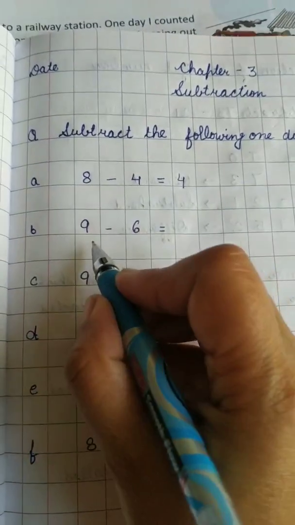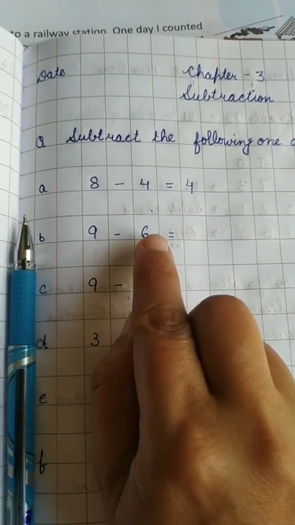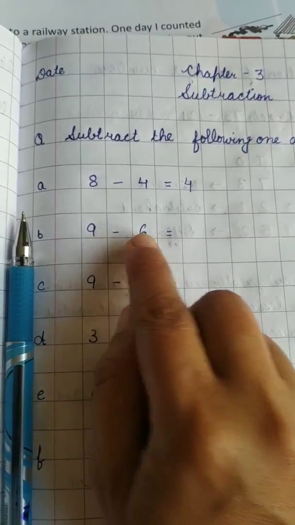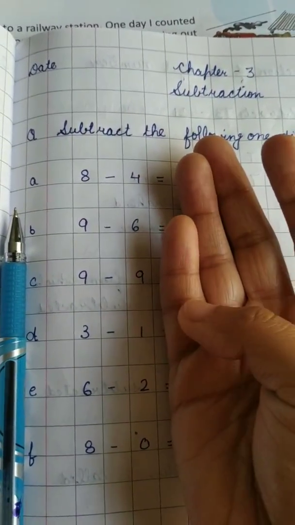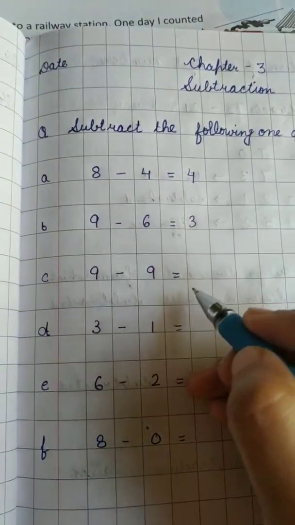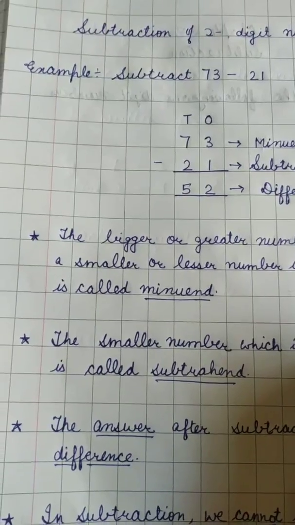Okay. Now 9 minus 6 we have to do. So we have to go from 7 to 9. Okay, 6 will not count. We will start with 7 and count on our fingers. 7, 8, 9. So the answer is 3. The rest of these questions you have to do yourself.